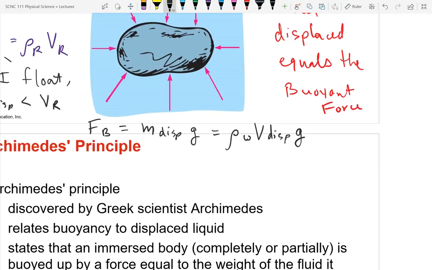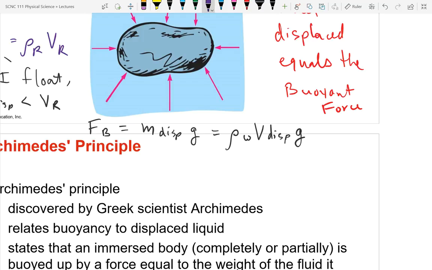So how does that all relate at all? Like, what are we looking for? Because how is the mass displaced times gravity equal to density of the water times volume displaced? Okay. Let me go 2 more steps here, and we'll get to that.